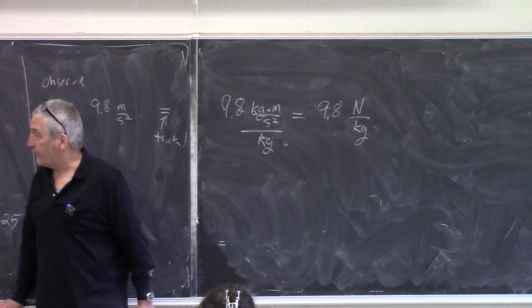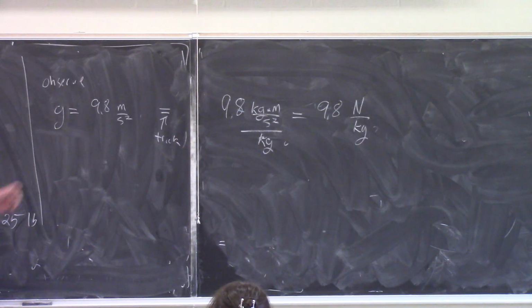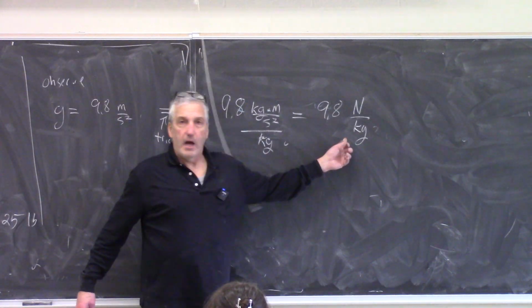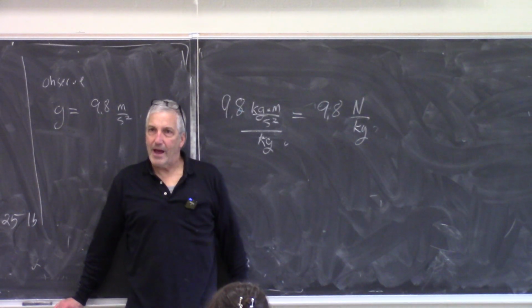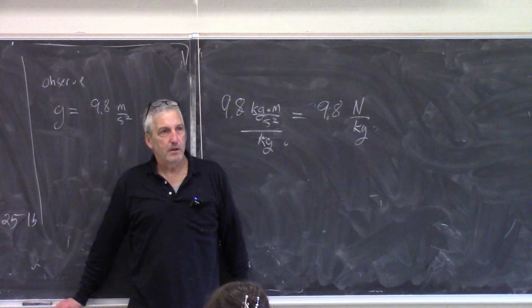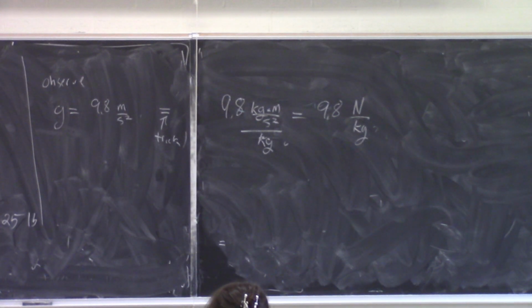Instead of thinking of g as an acceleration, meters per second squared, that's meters per second per second. That's how fast something is accelerating when it's under the influence of gravity. Or you can think of the constant g as how many newtons per kilogram of mass do you have? So if you have a 100 kilogram mass, you've got 980 newtons of force on that. All right, that's going to come up.